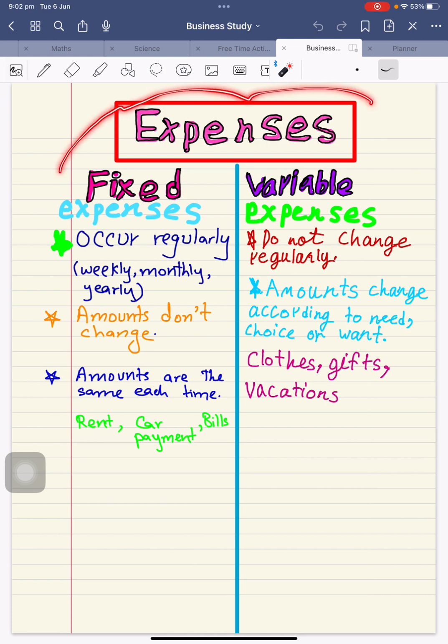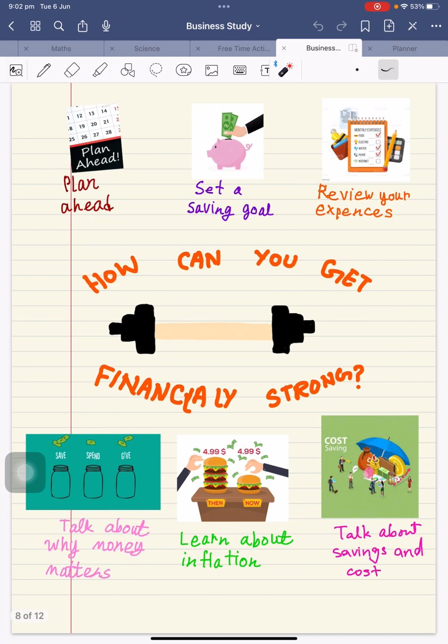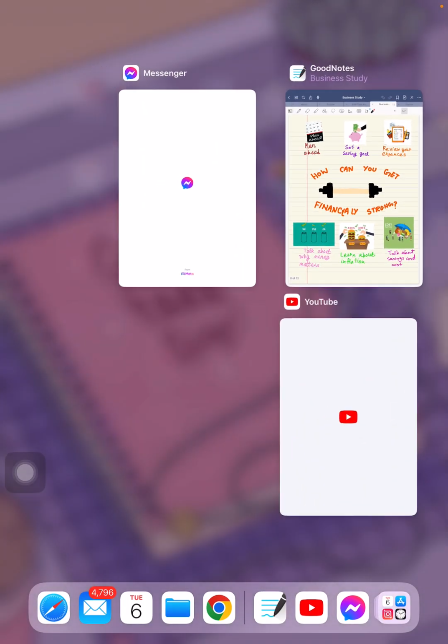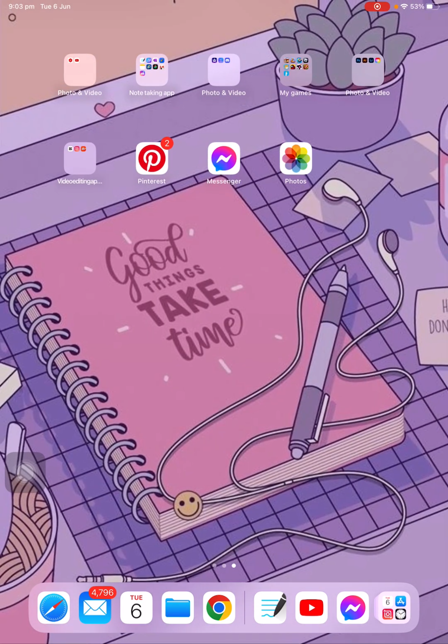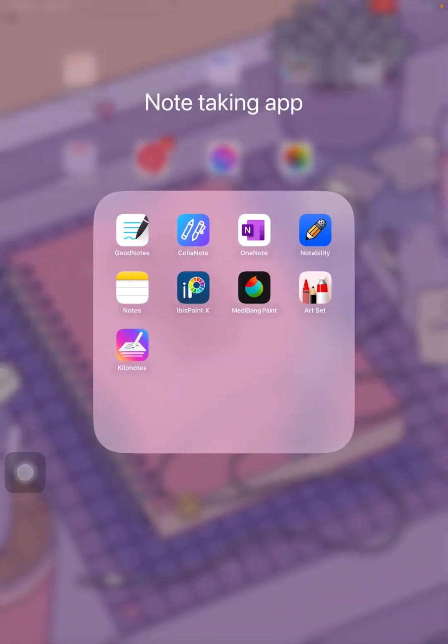This one right here is one of them, and here there's also this one. How can you get financially strong? Plan ahead, set a saving goal, review your experiences, and yeah, pretty much that's it. And I'm going to show you my other notes which I have taken on Notability.